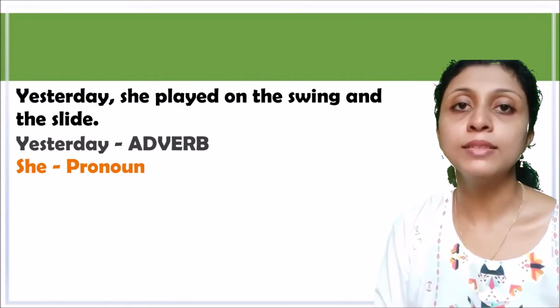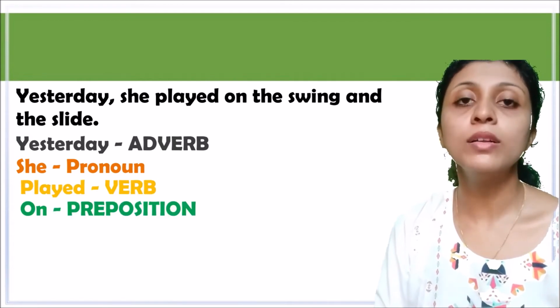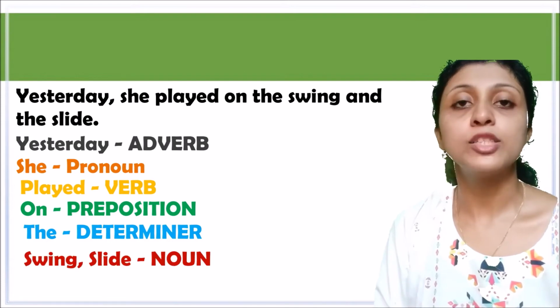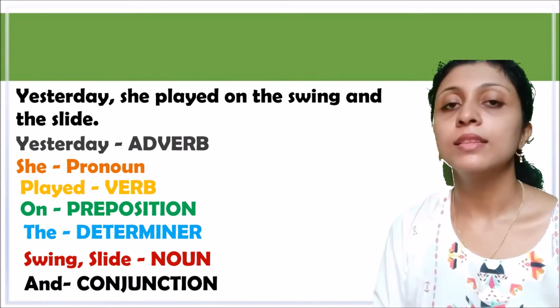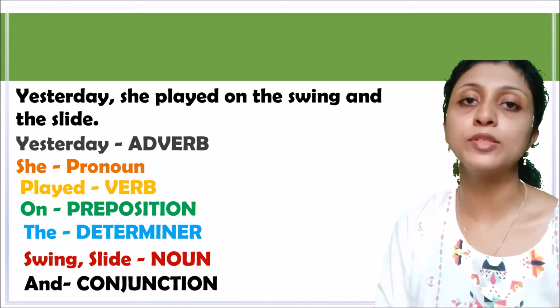Yesterday she played. She is the pronoun. Played is the verb. On the swing. On is a preposition. The is a determiner. And swing is a noun. And is the conjunction. The slide. So the is again the determiner and slide is going to be the noun.